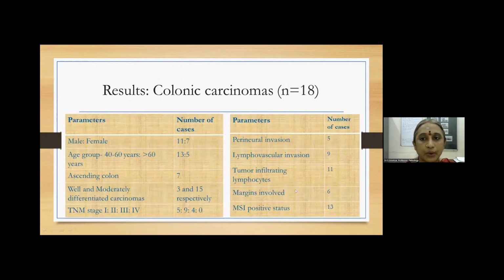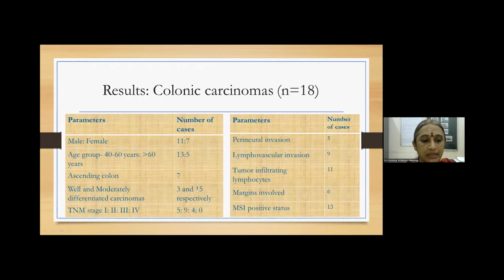In the colonic carcinomas, out of the 18 cases, once again we saw a male preponderance, with 11 male patients, and 13 patients once again falling into the age group of 40 to 60 years. The ascending colon was the most involved site, and we encountered moderately differentiated carcinomas more, that is 15 out of 18 cases. We didn't encounter any poorly differentiated carcinomas in this study group.